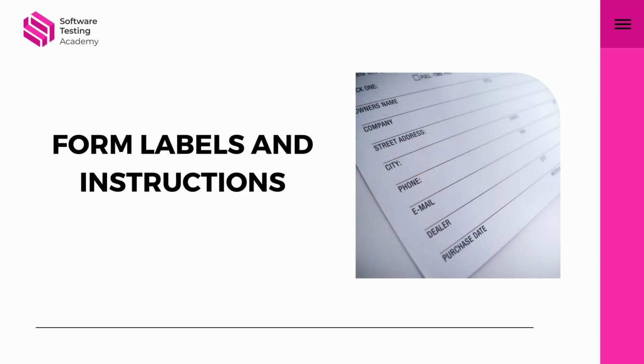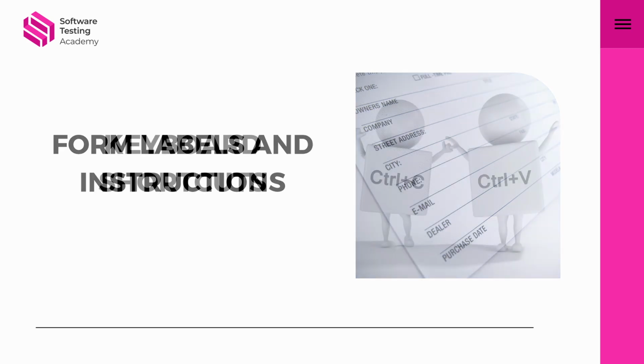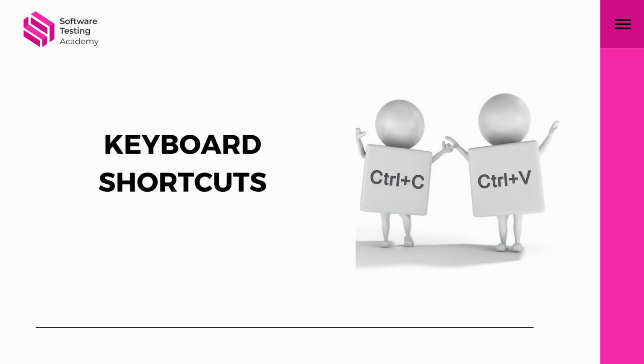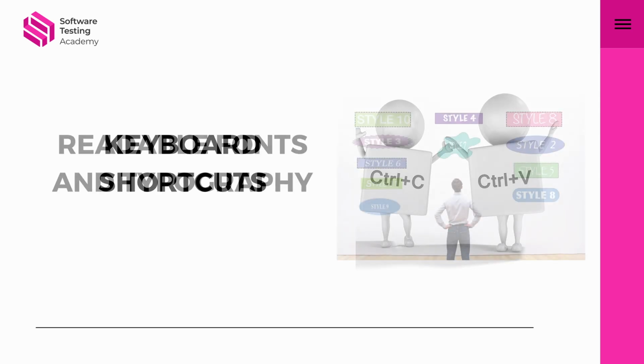Form labels and instructions. Use clear and descriptive labels for form fields. Provide instructions for filling out forms and ensure that error messages are clear and helpful. Keyboard shortcuts. If using keyboard shortcuts, ensure they don't interfere with assistive technologies or browser shortcuts, and provide a way to disable or customize them.